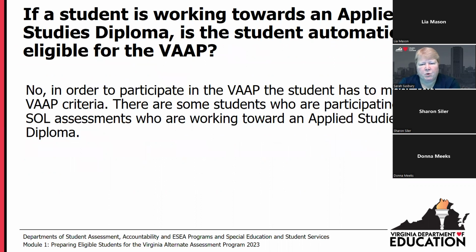And then if a student is working towards an applied studies diploma, is the student automatically eligible for the VAAP? And the answer to this one is also no. Again, focusing on that VAAP criteria, all of those 5 elements need to be met. There are some students who are participating in SOL assessments and they're working toward an applied studies diploma.